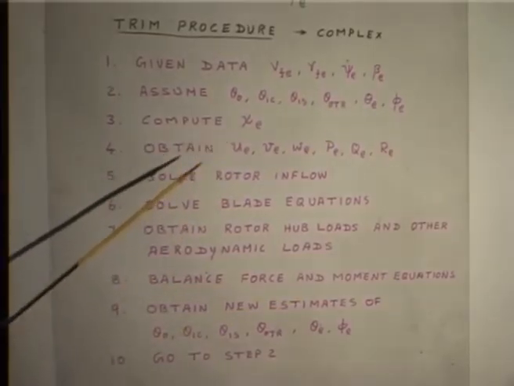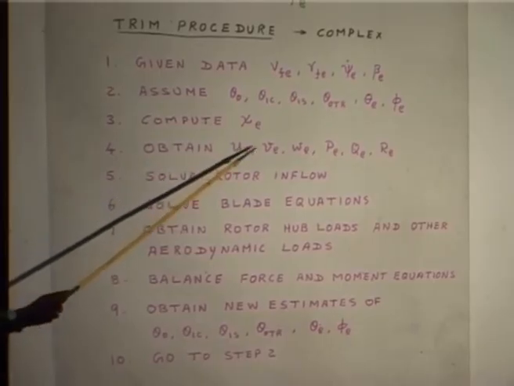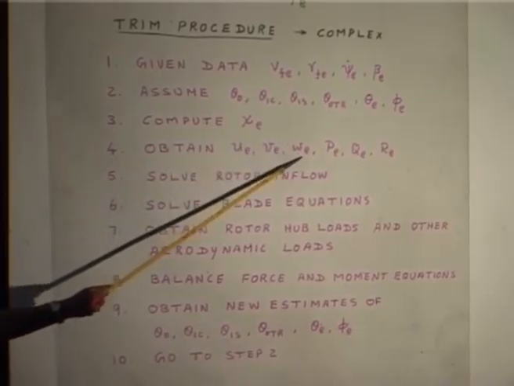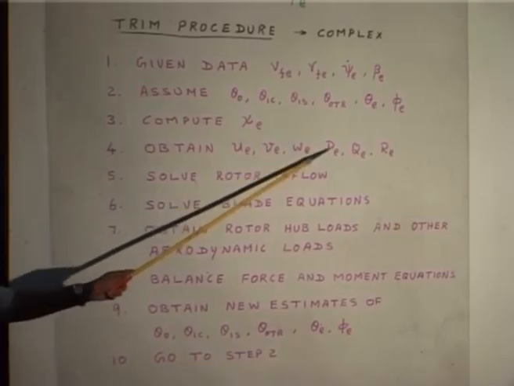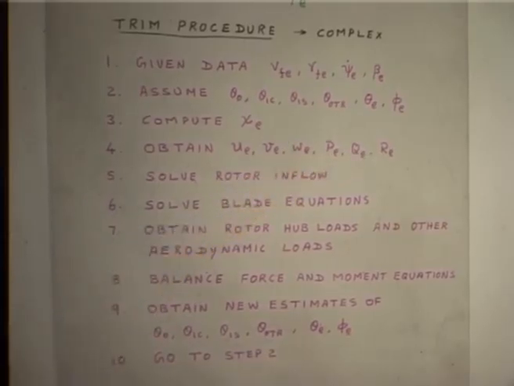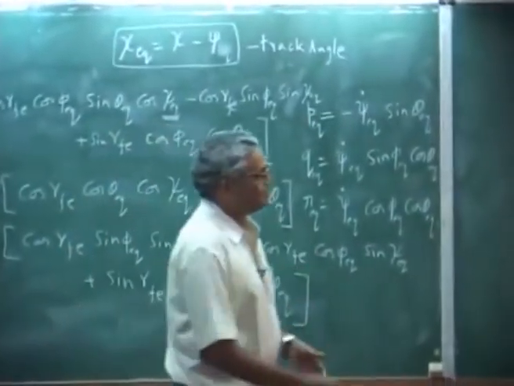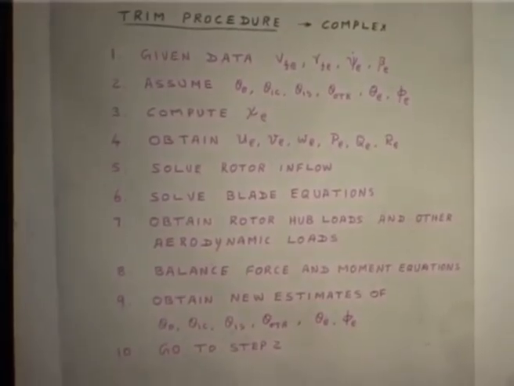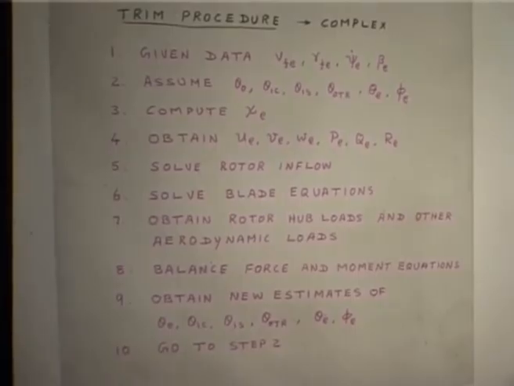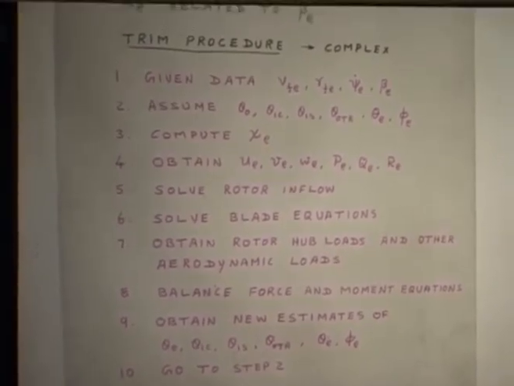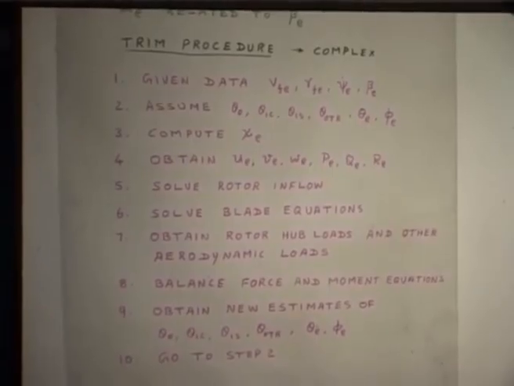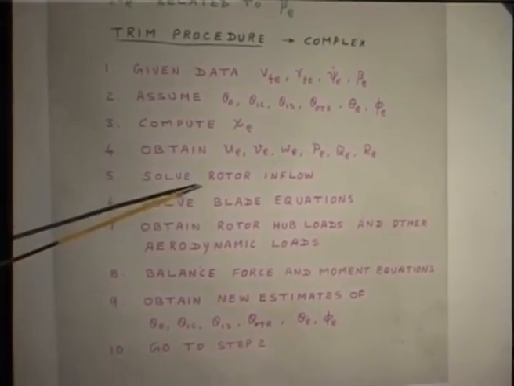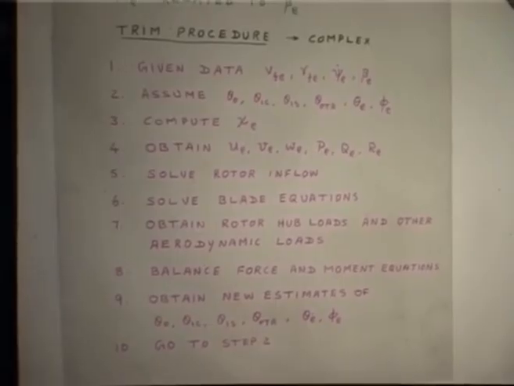Once you get the track angle, obtain U equilibrium, velocity equilibrium, W equilibrium, then P Q R. There I use capital P Q R. Okay. Then you solve rotor inflow. You may assume uniform inflow or any other inflow, first assume that. Go and solve rotor inflow. Once you get the rotor inflow, then you solve the blade equations.